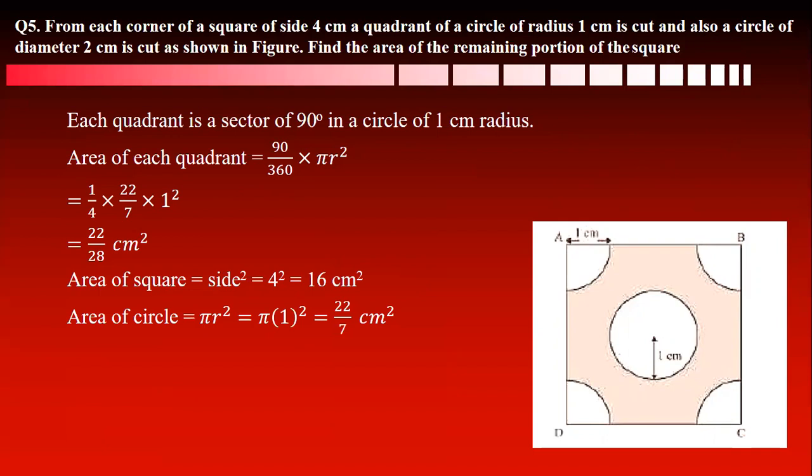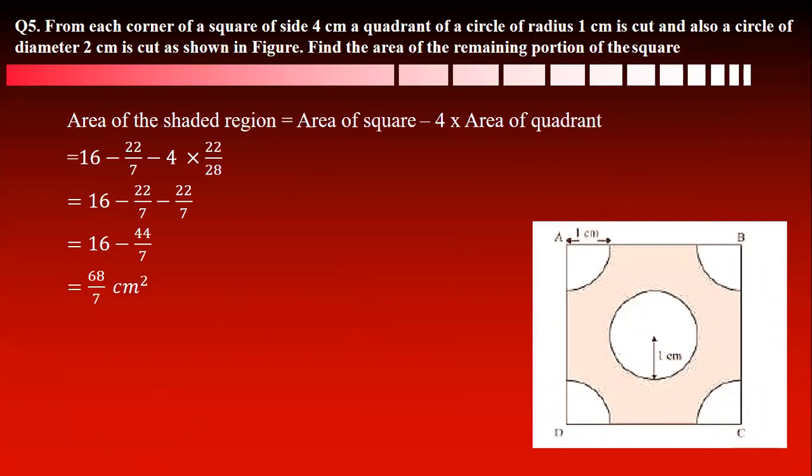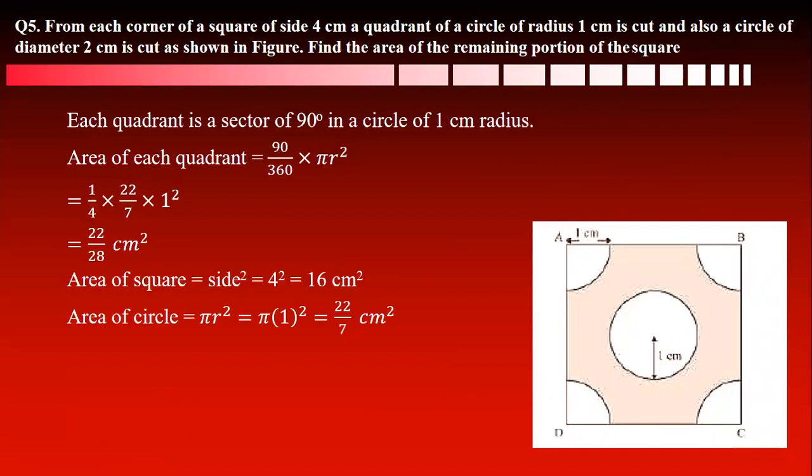So area of each quadrant will be 90 by 360 into pi r square where r is 1. Substituting, we get the answer 22 by 28 centimeter square. Area of the square is side square, which will be 4 square, so 16. Area of circle is pi r square, where r is 1. So we get 22 by 7 centimeter square.